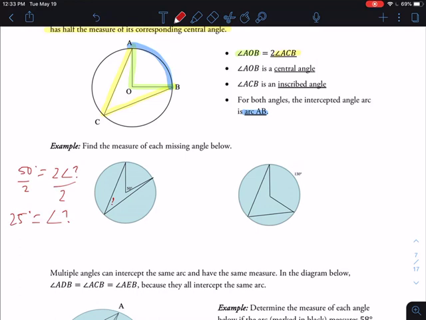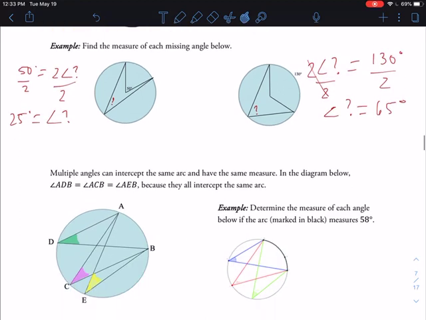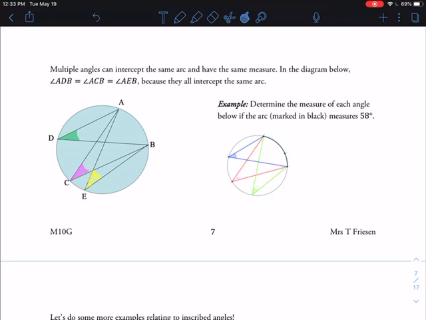So we know that angle question mark is half of 130. Again, the other way to say that is 2 times the angle question mark is equal to 130. When we divide by 2, we get that angle question mark is equal to 65 degrees. All right, moving down the page. Multiple angles can intercept the same arc, and that means they all have the same measure.